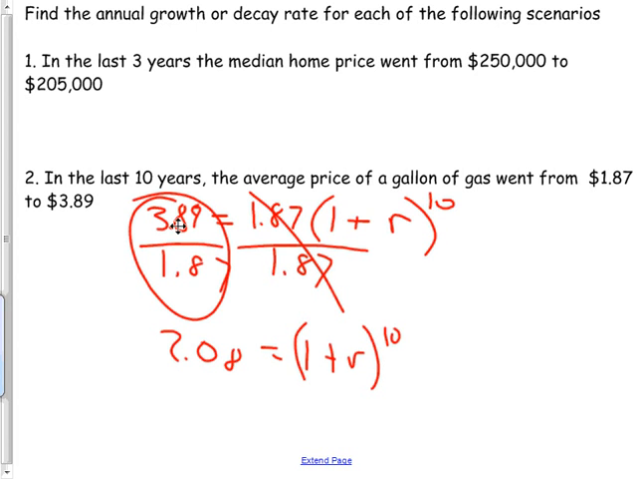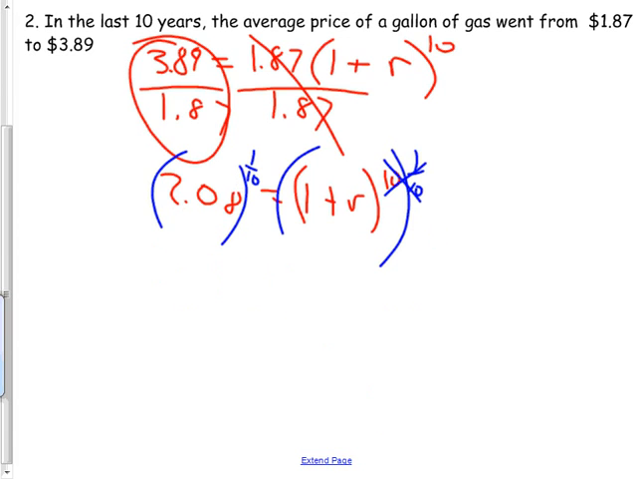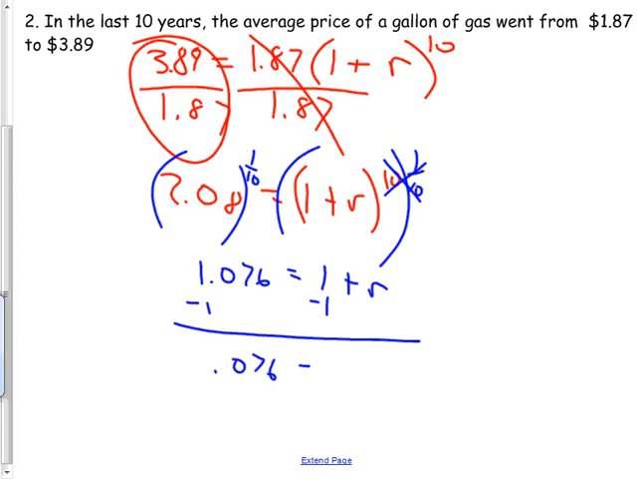And how do you get rid of to the 10th? You put it to the what? 1/10. Very good. And then that cancels that. And now I've got some decimal. Can somebody help me with that? 0.76. Thank you. Equals 1 plus r. And in this case, we just subtract off the 1. And you got 0.076 equals r.